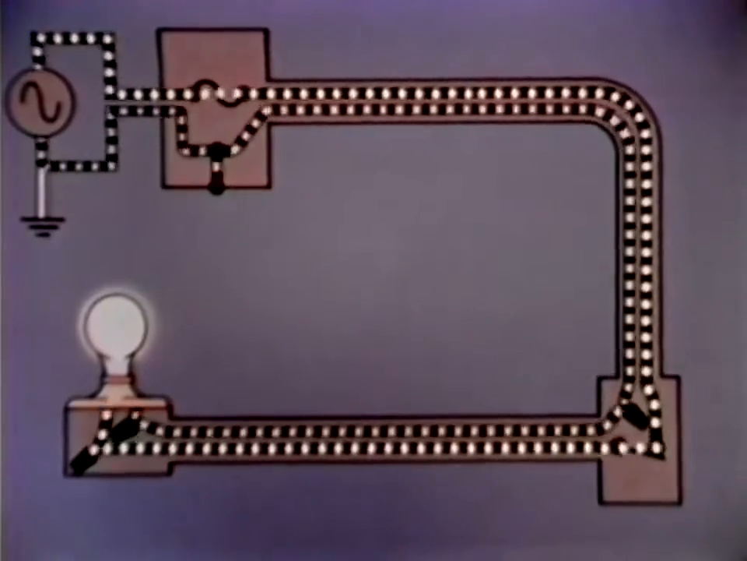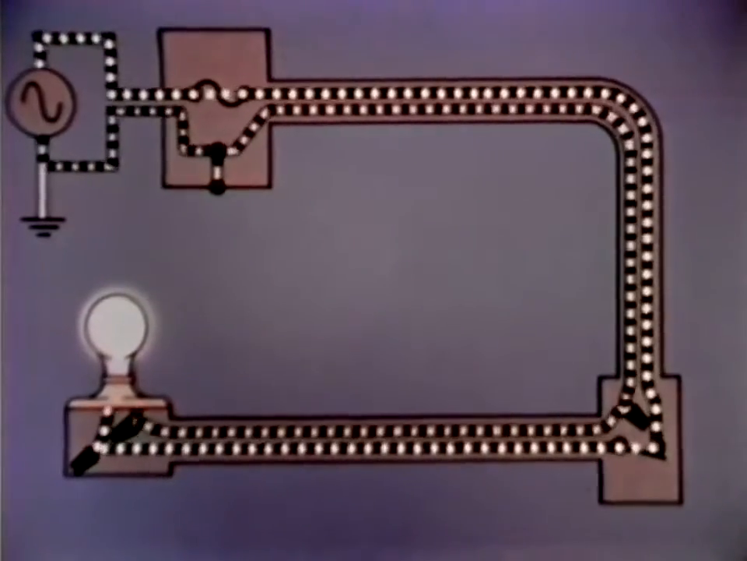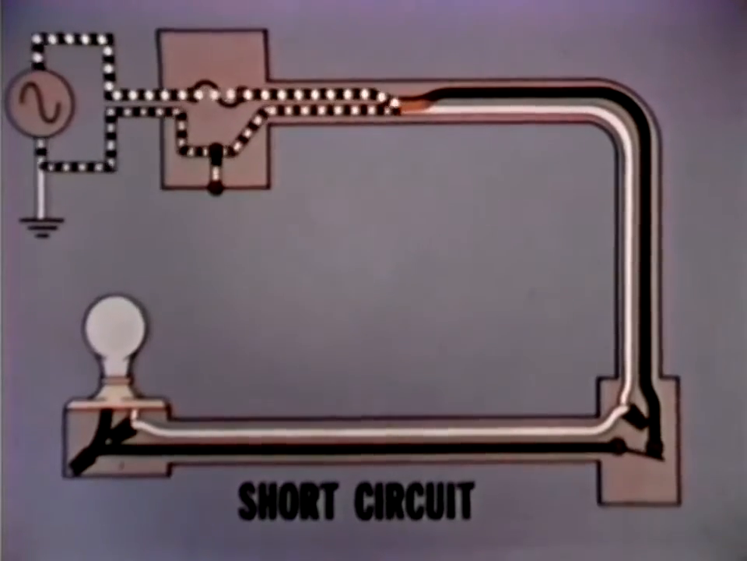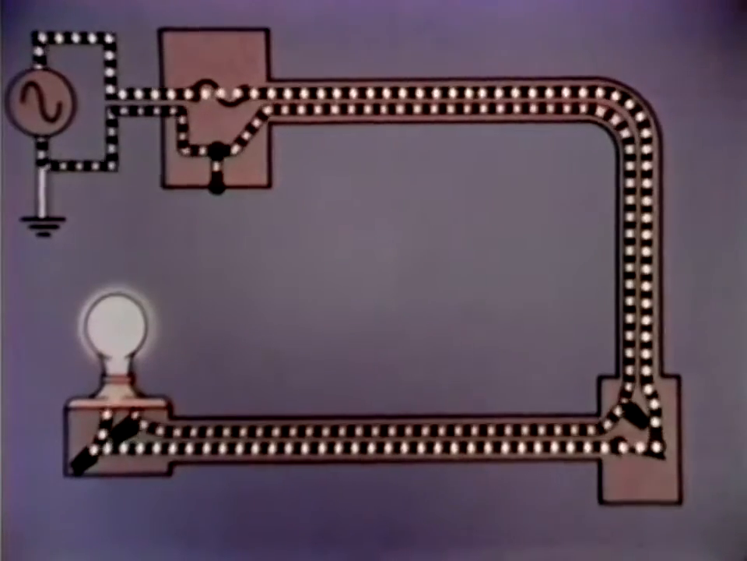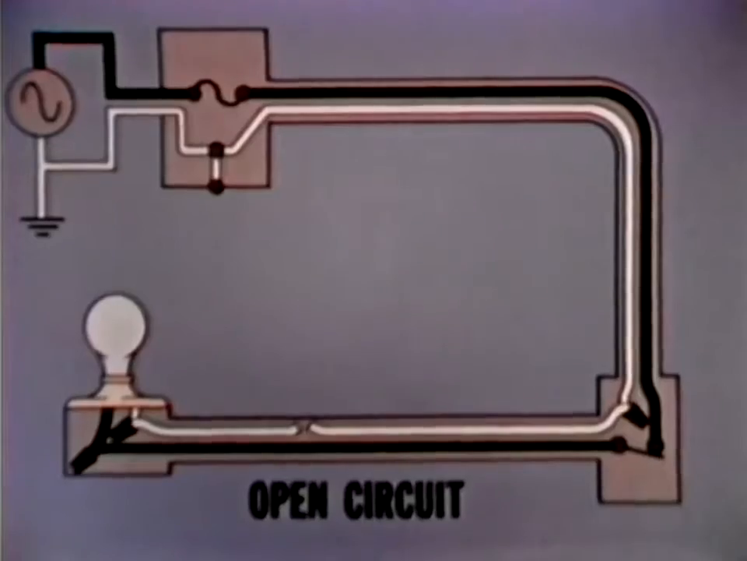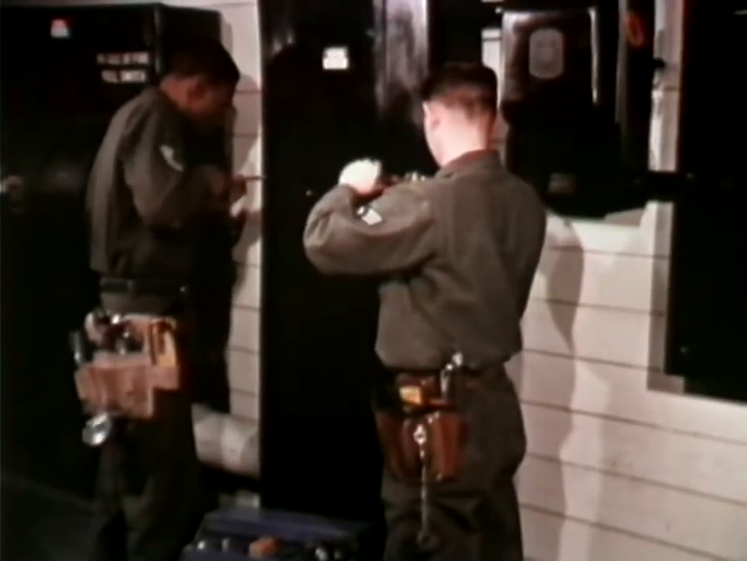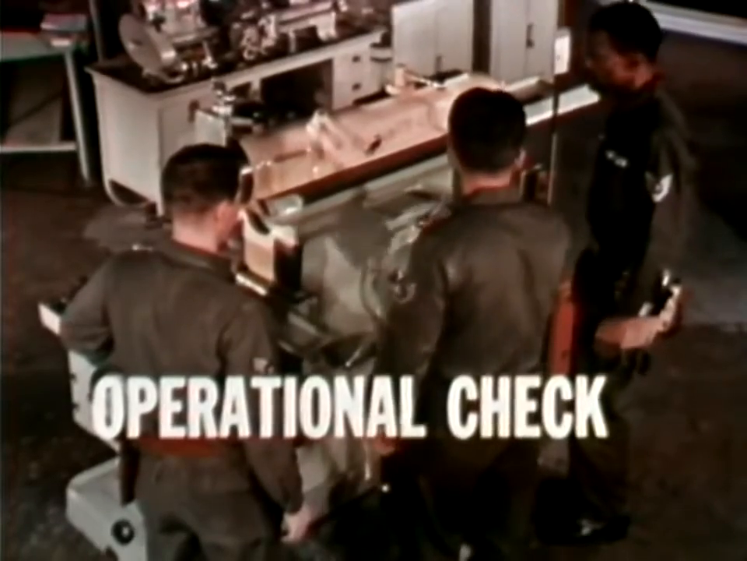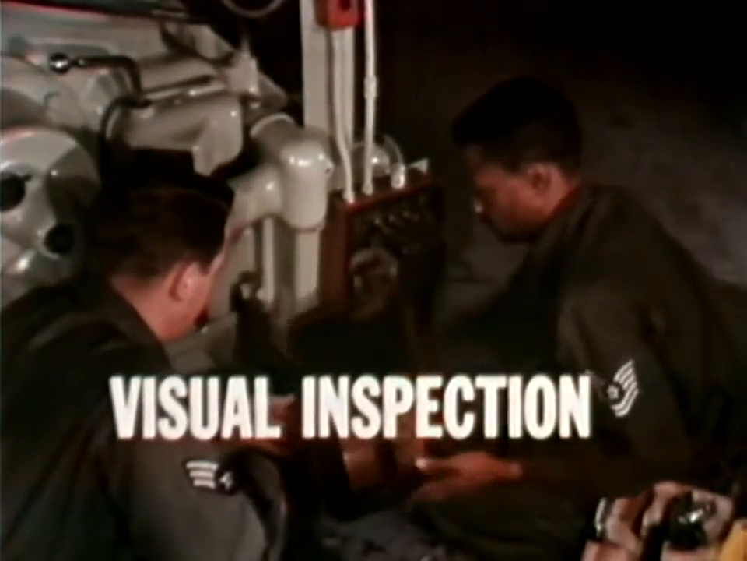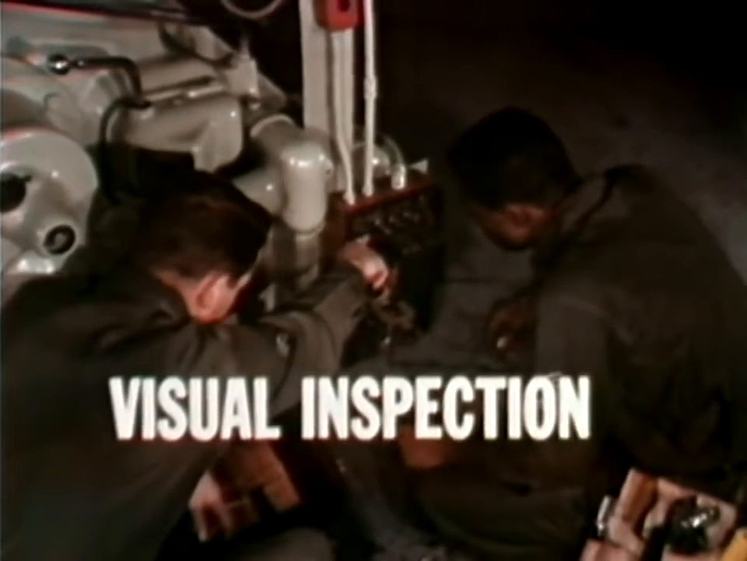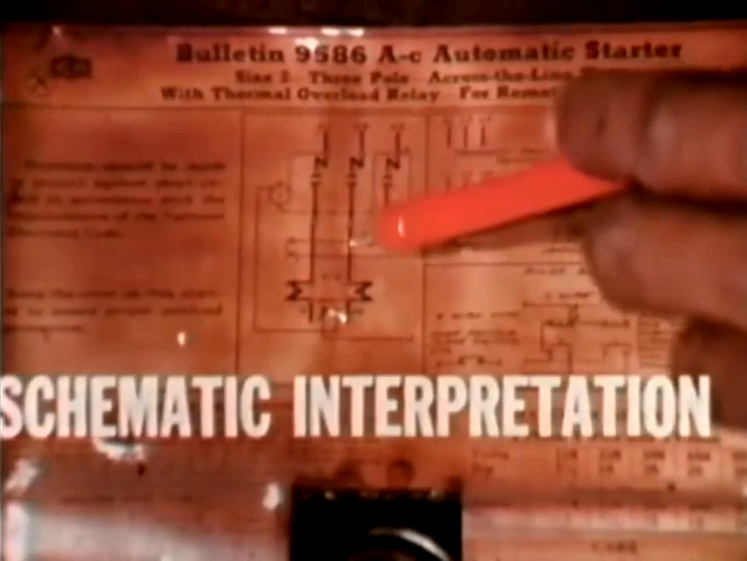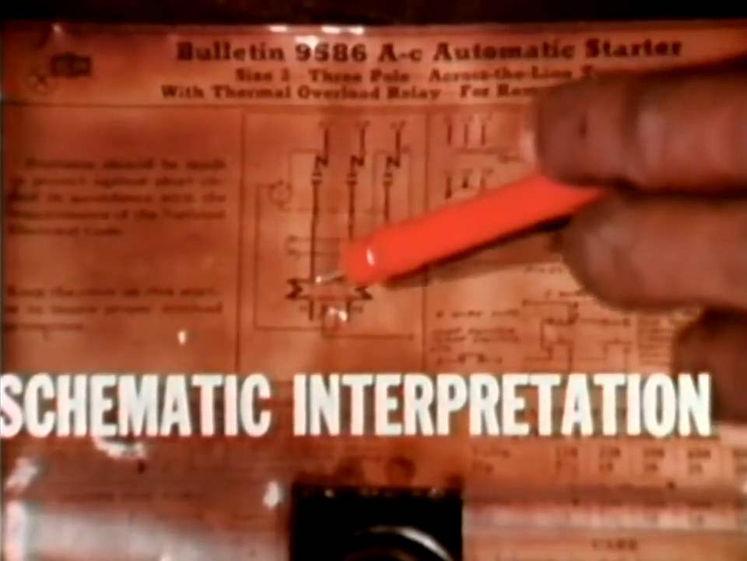Trouble in electric circuits can be classified into three general types: short circuits, grounded circuits, and open circuits. But regardless of the type of trouble, it can be found rapidly and safely by following sound troubleshooting procedures. Make an operational check of the circuit. Conduct a thorough visual inspection. Study the schematic diagram if it is available.